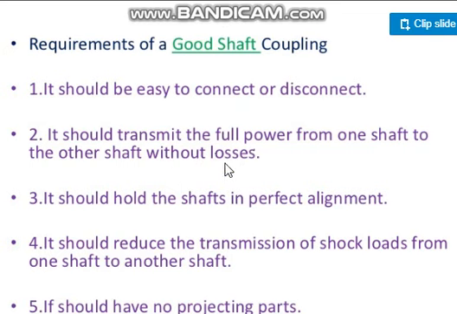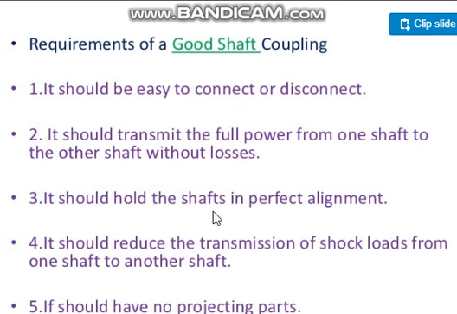It should transmit full power from one shaft to the other shaft without any losses. If the motor shaft is rotating, the power that is there in that motor shaft should be completely transferred to the machine shaft, without any losses. The losses in the couplings should not be there. There may be a little loss, but it should be the least. Then a shaft coupling is considered good.